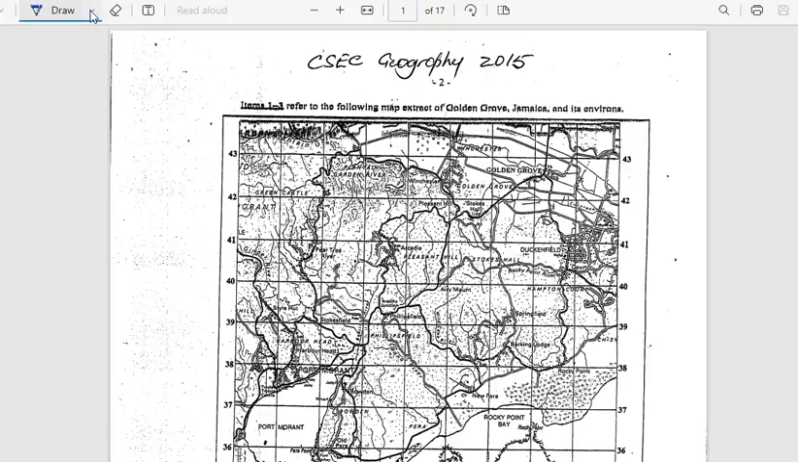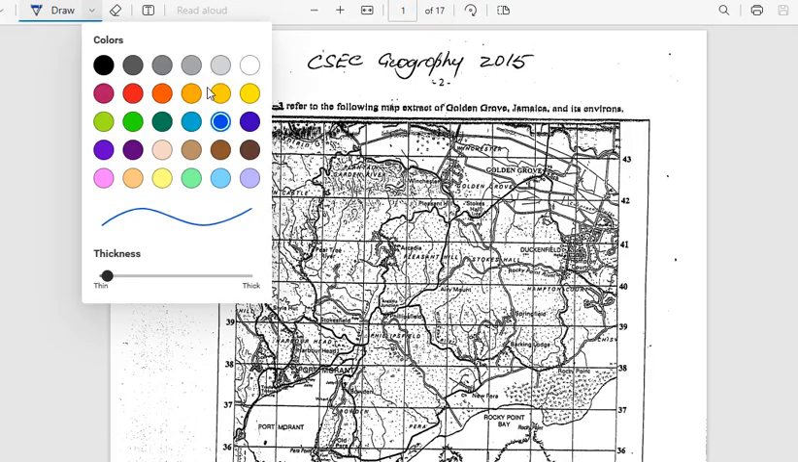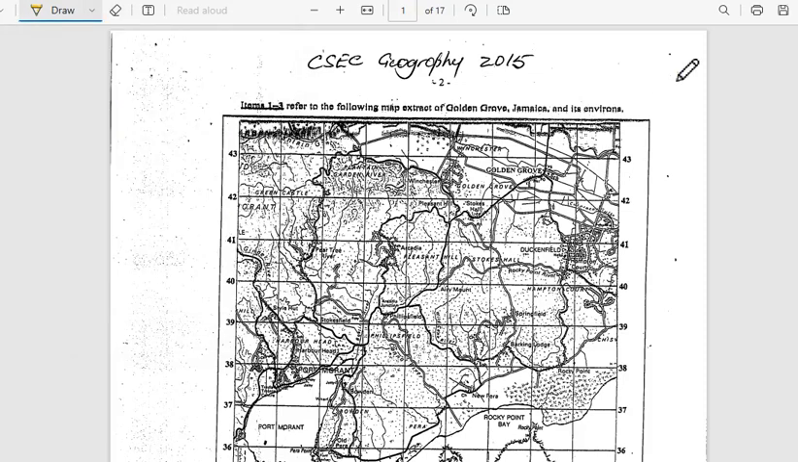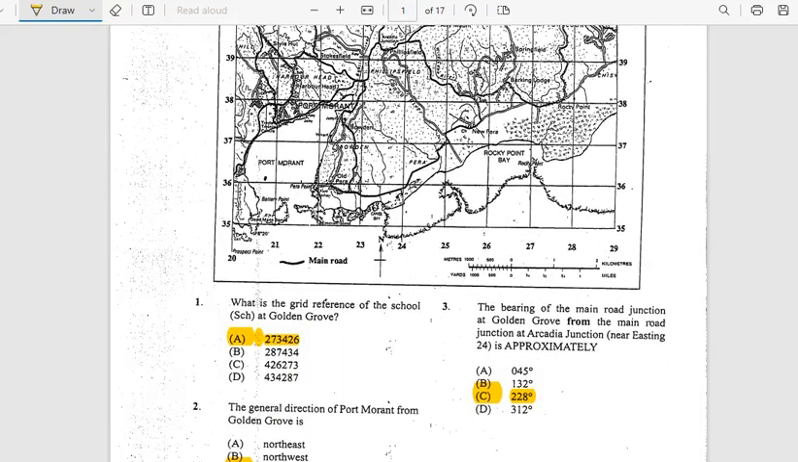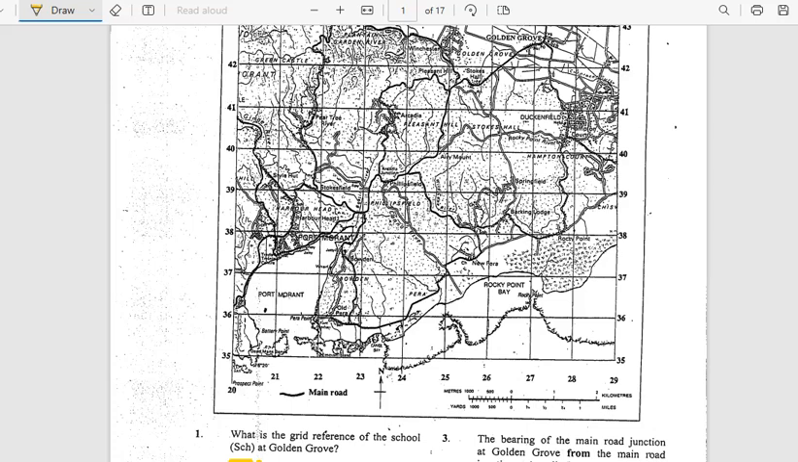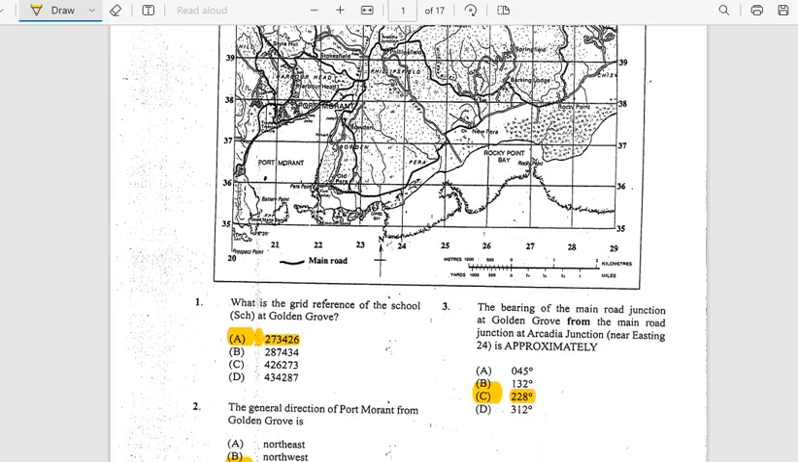This is CSEC, and I'll be going through a 2015 past paper for the Geography Paper 1. Without further ado, guys, I'll just jump into these questions real fast.